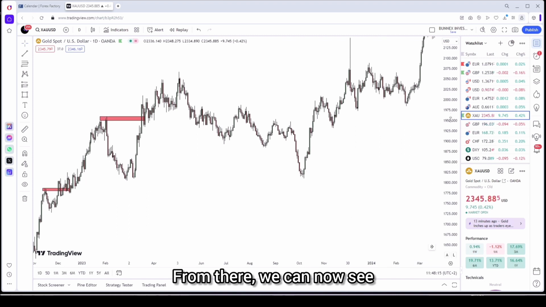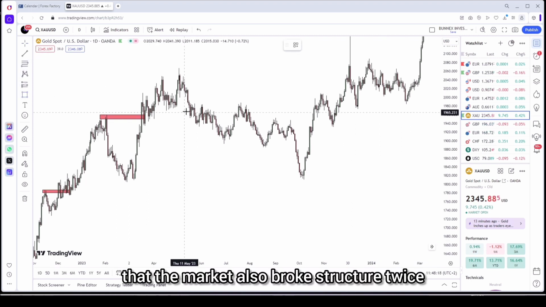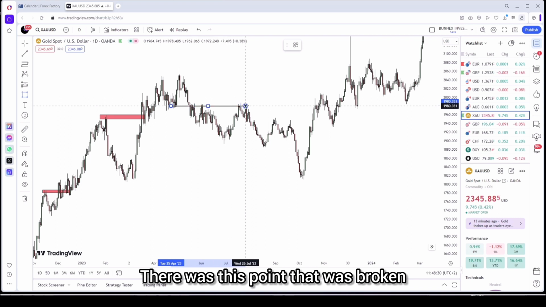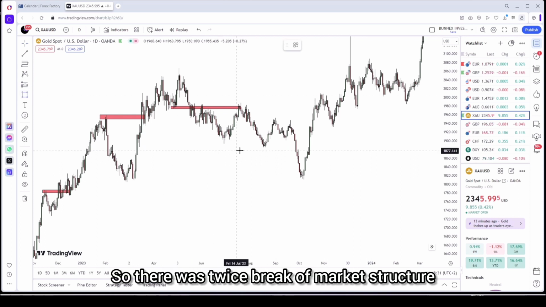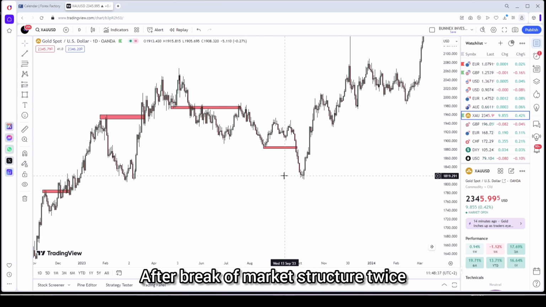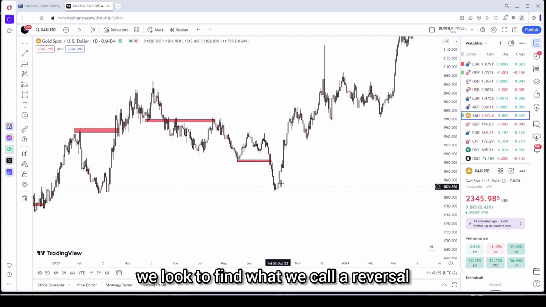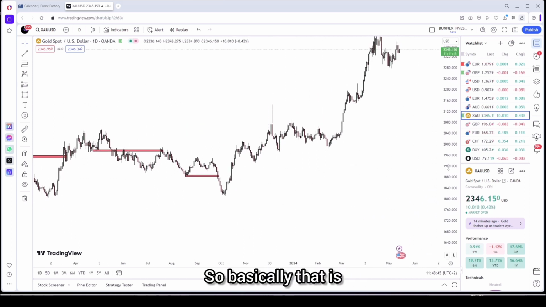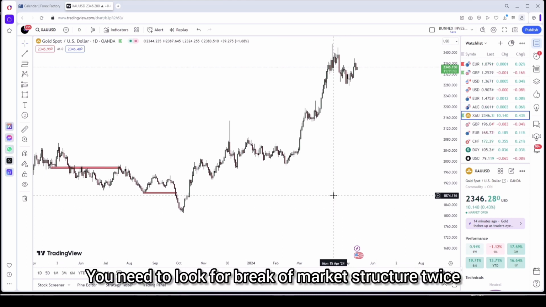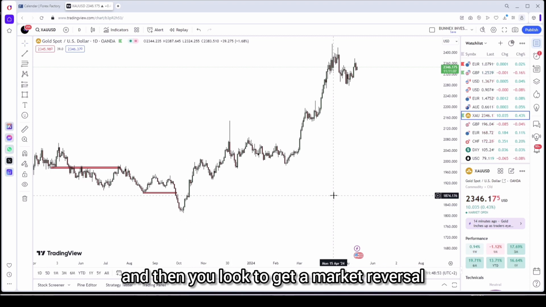From there, we can now see that the market also broke structure twice. There was this point that was broken. Then there was this point that was also broken. So there was twice break of market structure. After break of market structure twice, we look to find what we call a reversal. A reversal was issued. So basically, that is what you will be looking for. You need to look for break of market structure twice, and then you look to get a market reversal.